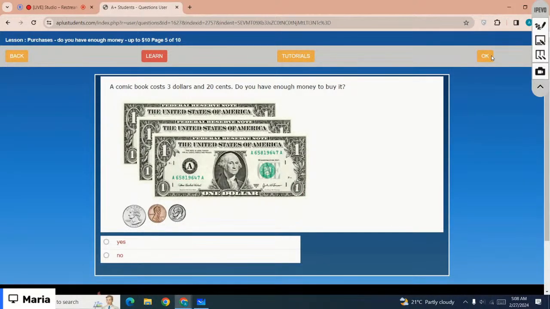A comic book costs $3.20. Do you have enough money to buy it, which is the correct option?